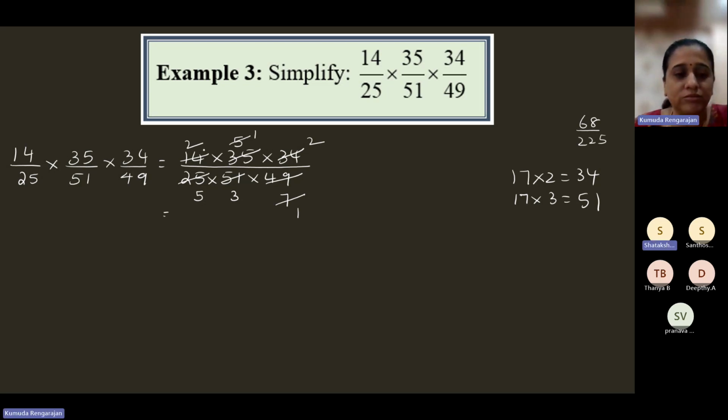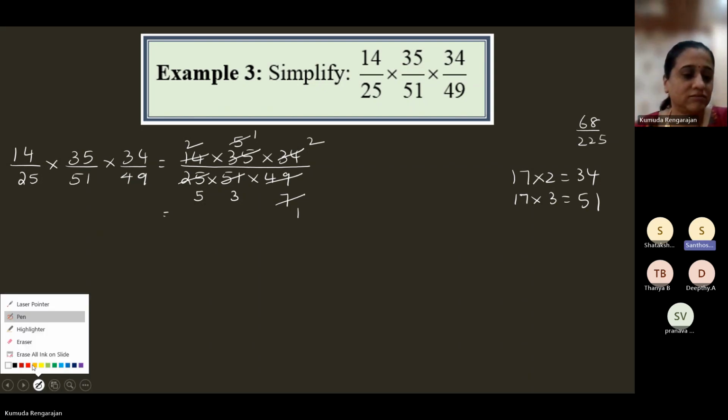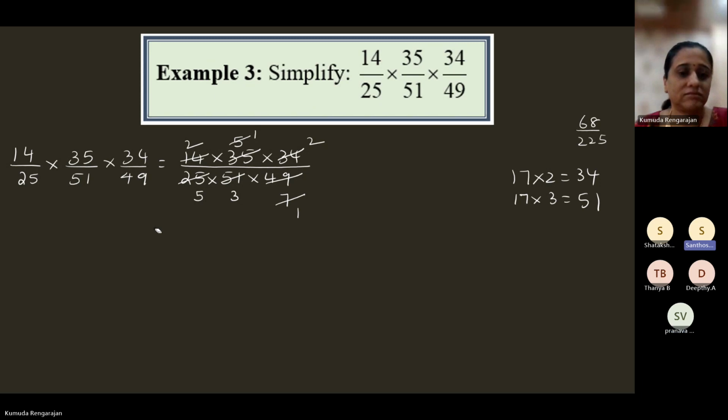Ma'am, I didn't simplify 34 and 51, so your answer is not in the simplest form. Ma'am, I got the answer. The answer is 4 by 16. Simplified form is 1 by 4. This is the answer.